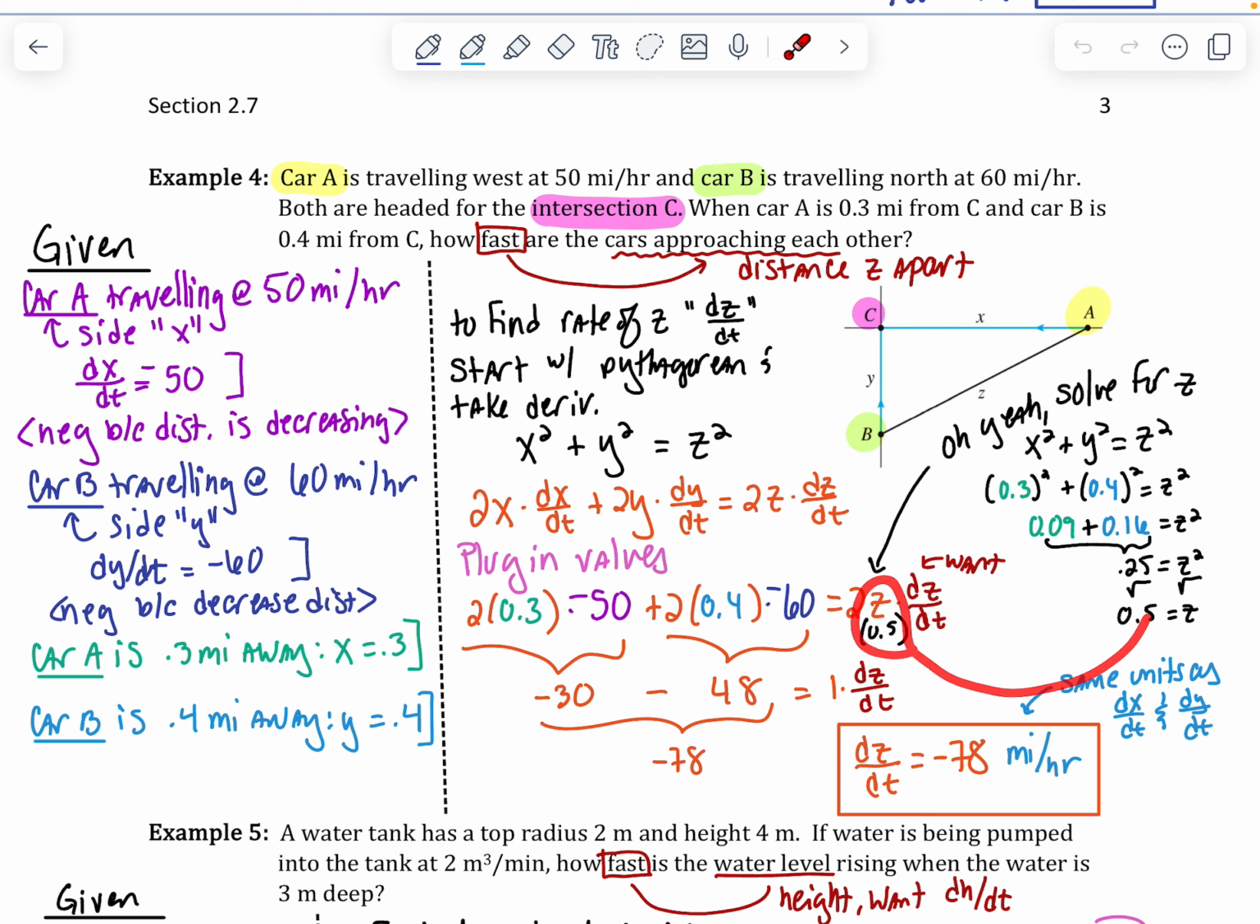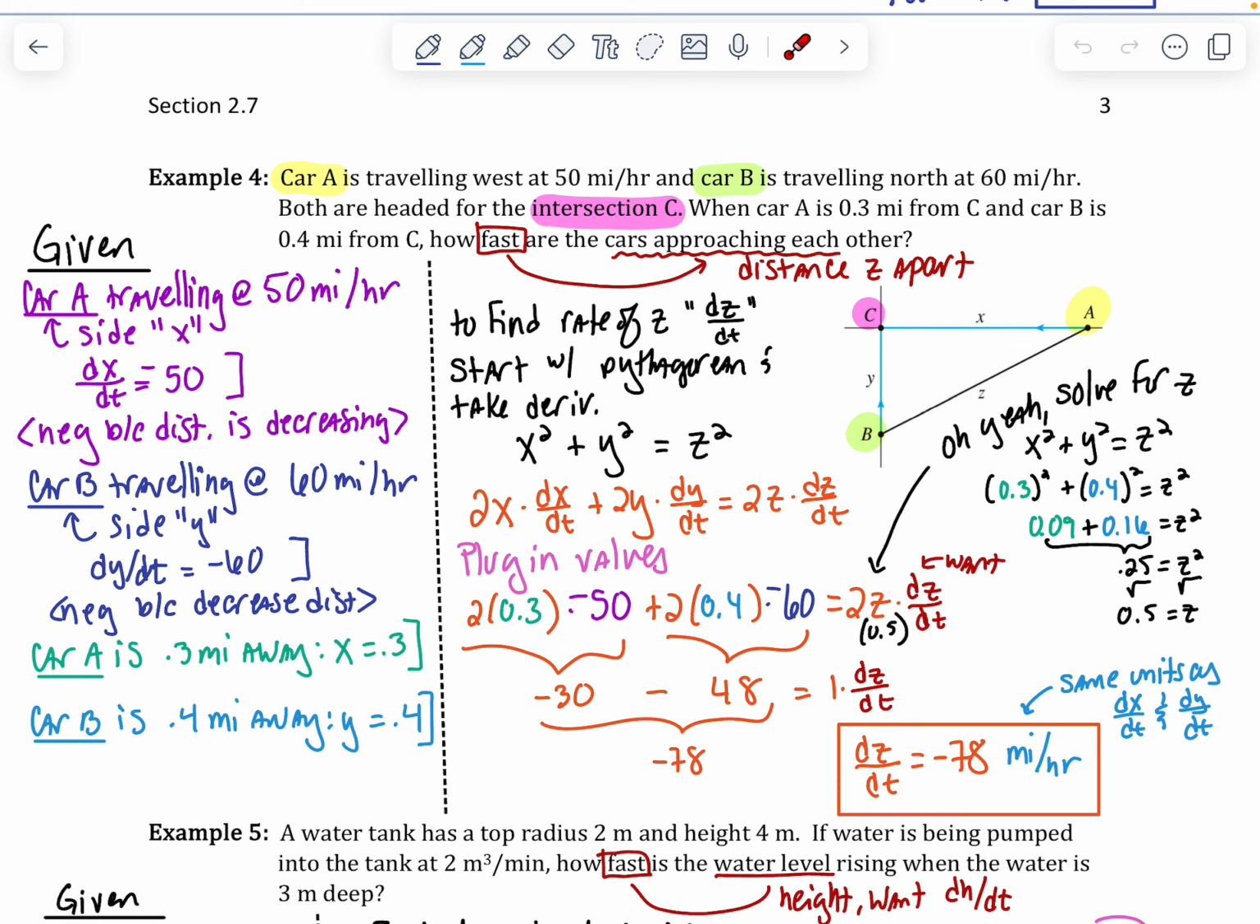So now I can plug that 0.5 in for z, which is really just a half. So half of 2 is just 1. Doing all the math on the left side gets me down to negative 78. And since I just have 1 times dz/dt, I've got my answer. And don't forget, for the units, I'm going to take the measurement of the output, which is z. Z is a distance, and all of our distances are listed in miles.